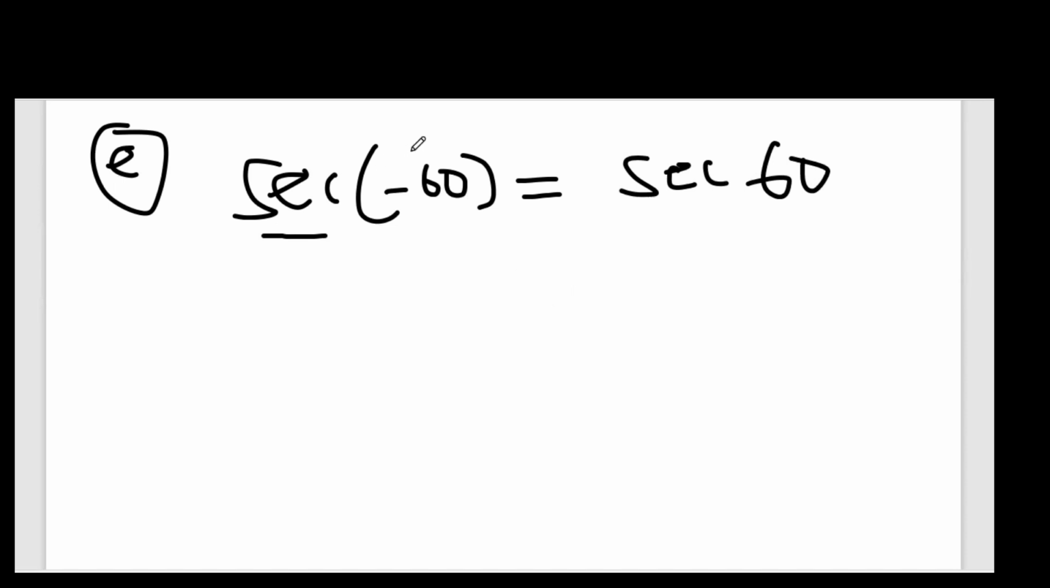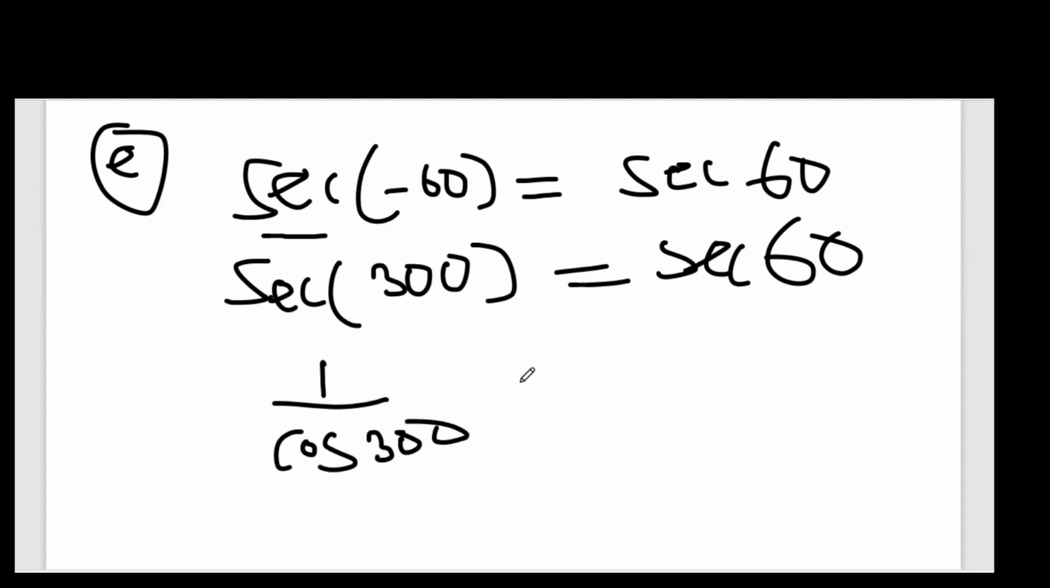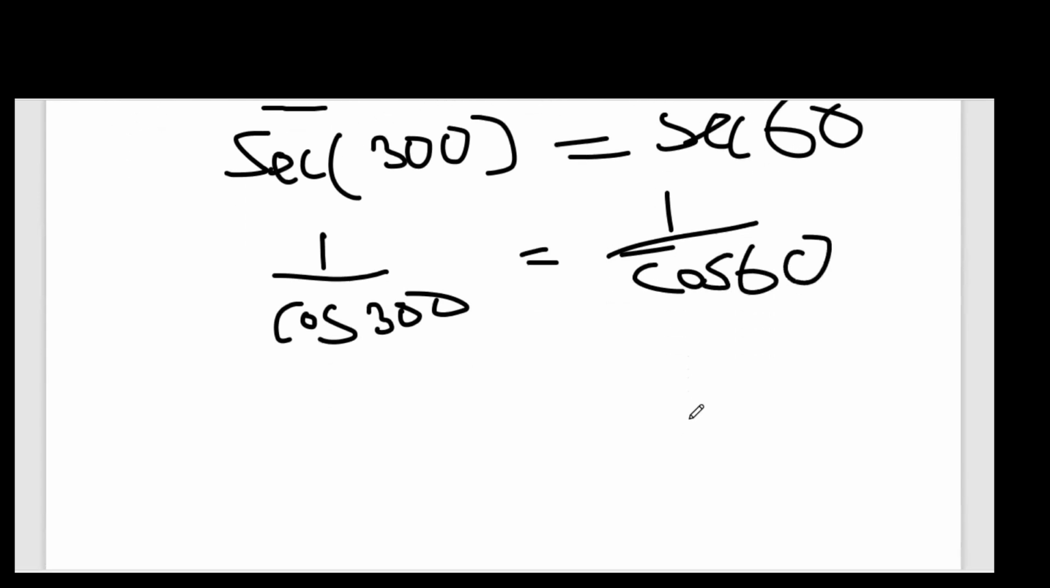Because what this negative angle simply means is subtract this from 360. Which is the same as sec 300 when I subtract from 360, and it should be equal to sec 60. So we know that sec is just what? 1 over cos, right? So 1 over cos 300 should be equal to 1 over cos 60.